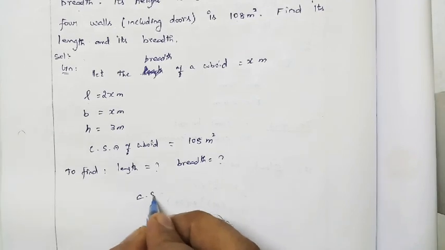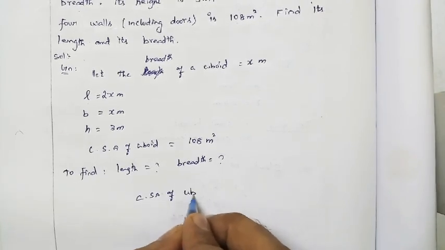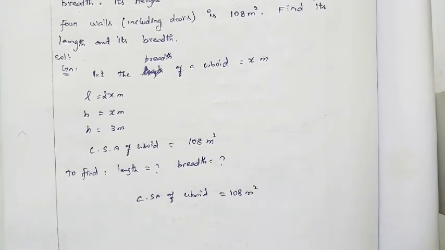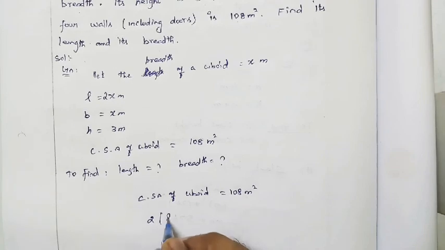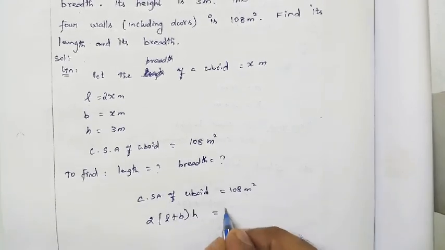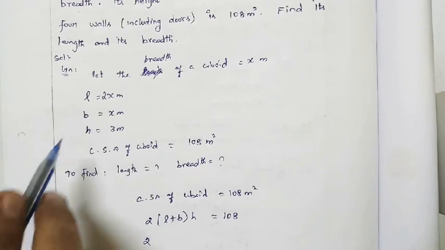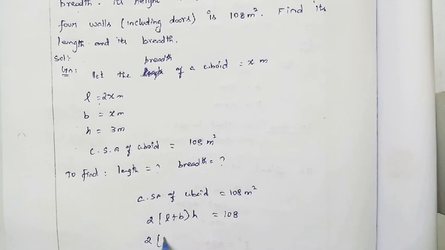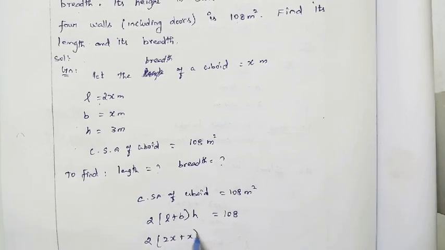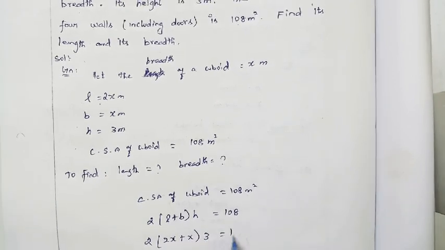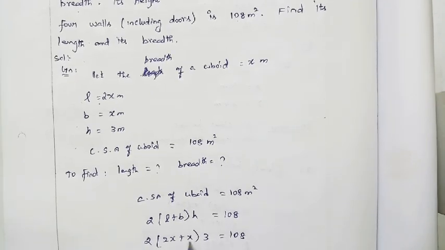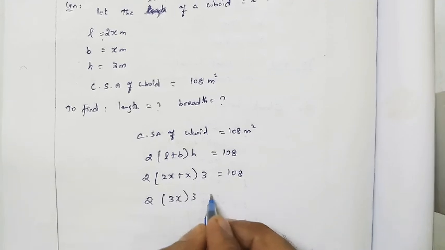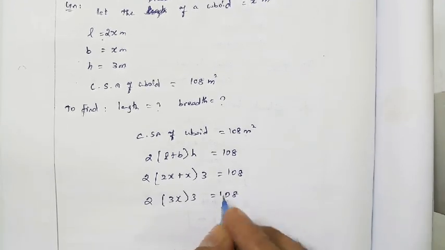CSA of cuboid is equal to 108 meter square. What is the formula of CSA of cuboid? 2 into (L plus B) into H is equal to 108. What is L? 2x. What is B? x. H is equal to 3. Substituting, 2 into (2x plus x) into 3 is equal to 108. First we can simplify this one: 2x plus x is equal to 3x, so 2 into 3x into 3 is equal to 108.